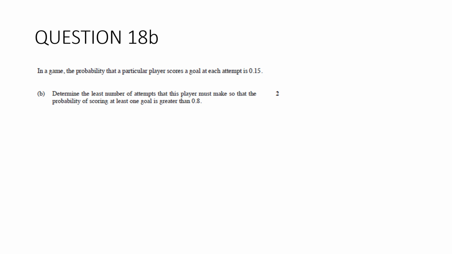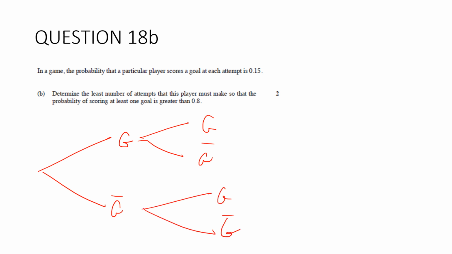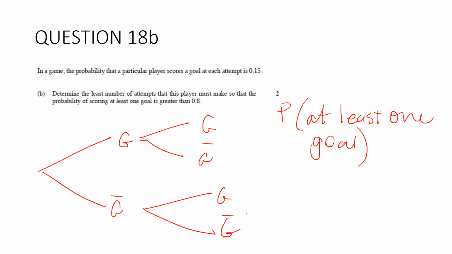Part B, determine the least number of attempts this player must make so that the probability of scoring at least 1 goal is greater than 0.8. So let's just draw up that probability tree again. We've got goal and not a goal, and goal, not a goal, goal, not a goal. All right, so the probability of at least 1 goal, remember, is 1 take away the probability that you don't score a goal at all, which is what we just worked out, which was 0.85 and in that case squared.